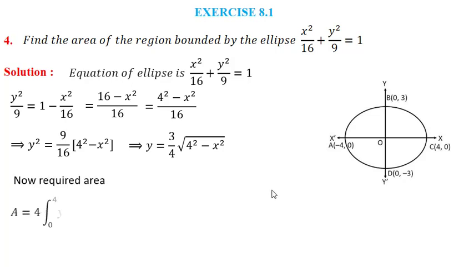So the required area is equal to 4 times integration of y dx, and our limit for x is from x is equals to 0, which is y-axis, to x is equals to 4. So from this point to this point, we will calculate the area and we multiply that with 4 so that we will get the complete area. So we put the value, integration of 3 by 4 root of 4 square minus x square dx.